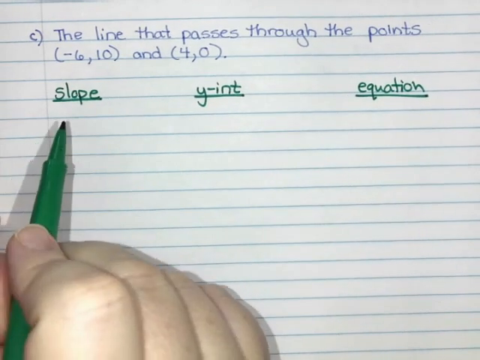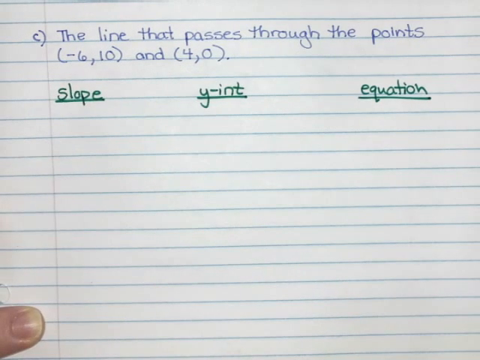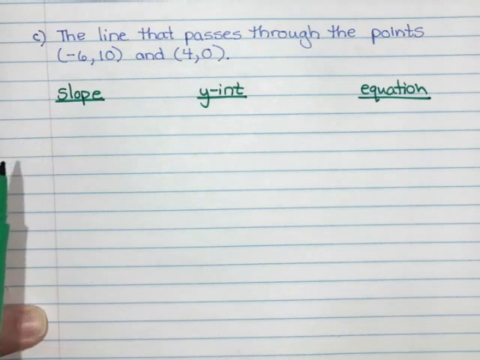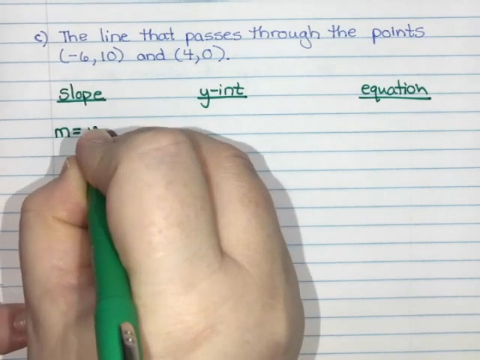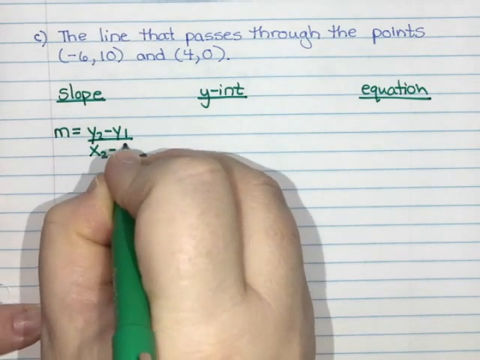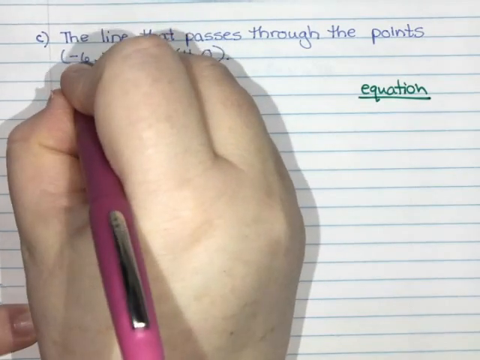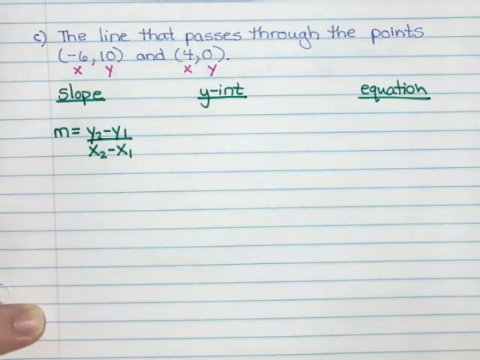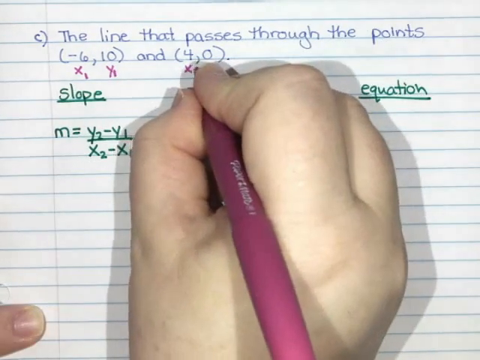Okay, so slope. Did they tell me the slope of this line? No, they only gave me 2 points. So if I have 2 points, I can calculate the slope using our slope formula. So m is y2 minus y1 divided by x2 minus x1. Now, each point has its own x and y value, and then you have to choose which one you want to be point 1 and which one you want to be point 2.